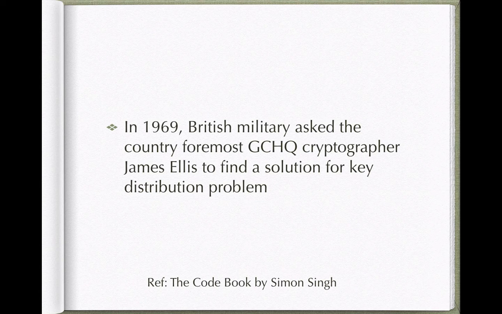In the year 1969, the British military asked the country's foremost spy agency, the GCHQ. They have a world famous cryptographer called James Ellis. They asked James Ellis, is it possible to figure out a way to securely transport a key in an insecure medium? Basically, they were trying to attack the key exchange problem. This part of the story I read from The Code Book by Simon Singh. So if you want the full detail, you can read it from this book.